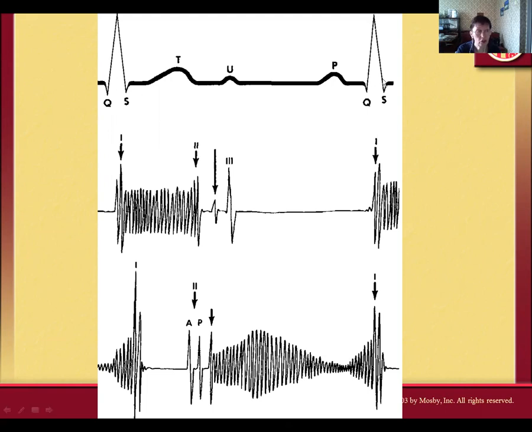We have ECG, and under QRS, here will be first sound, here will be second sound. This is opening snap, it's very small, and we have increased third sound. So it means that we see here proto-diastolic gallop. And we see some murmur between first and second sound, so this murmur will be systolic.